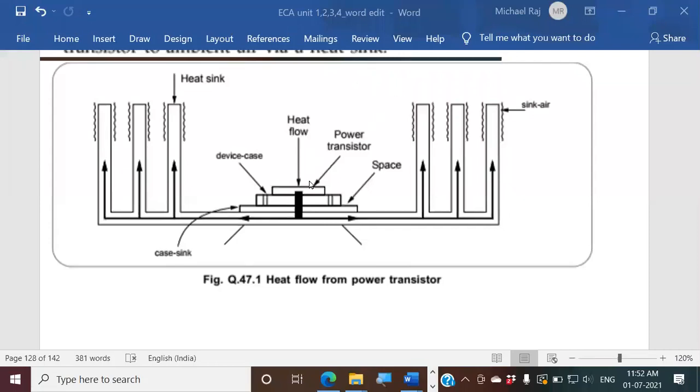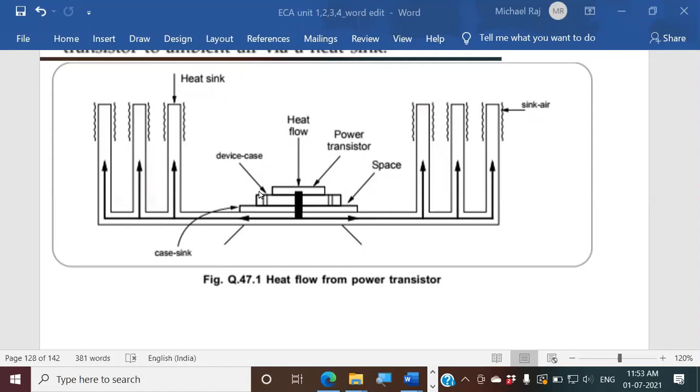So we have a transistor case. Onto the case we are fixing this particular heat sink. Now tell me, from where to where will the heat travel? Students, please think and answer. So first, junction to case. Okay, right? Then you have case to sink, right?